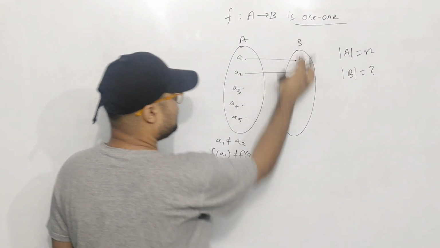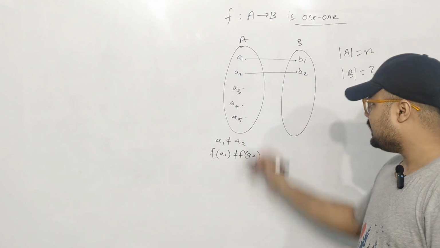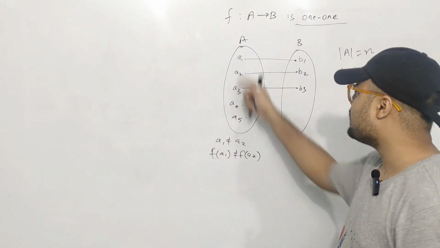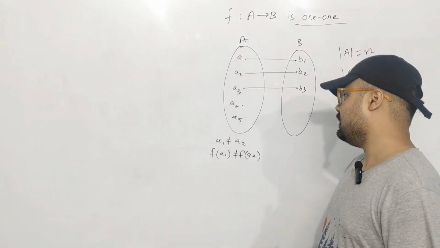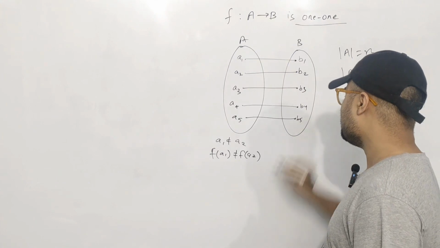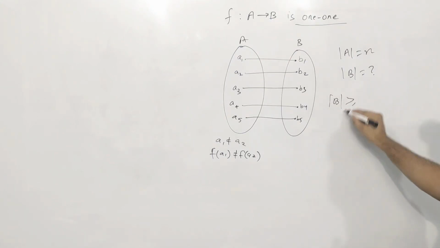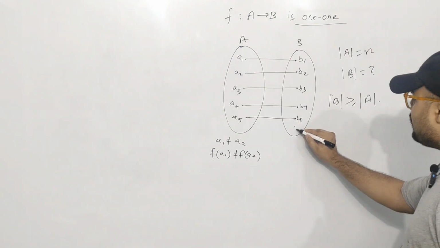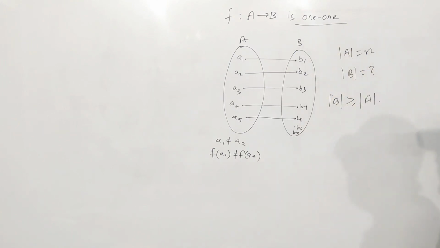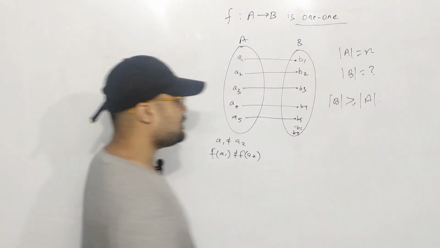In this manner, the number of elements in B has to be greater than or equal to A. What is the minimum number of elements in B? Every element of A must have an image because A is the domain, and for a function, all the elements of the domain have a unique image. So the minimum number of elements in B has to be equal to the number of elements in A. So the number of elements in B is greater than or equal to the number of elements in A, because there might be some more elements, b6, let's say b7, that have no pre-image in A. This is your 1-1. So in case of 1-1, if the number of elements of A is n, the number of elements in B is greater than or equal to n.